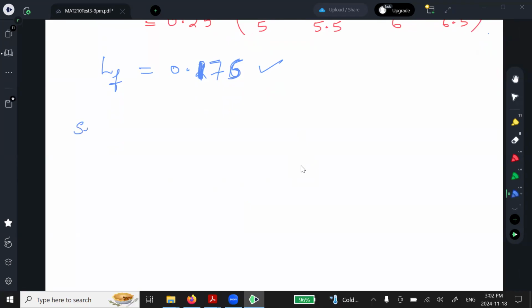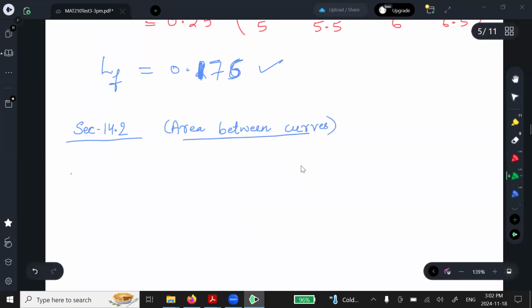This is section 14.2, area between curves. These notes will also be posted. Area between curves. And we're talking about question number 1. So the question will be very typical in exam. Find the area of the region enclosed by. You will be given 2 curves.